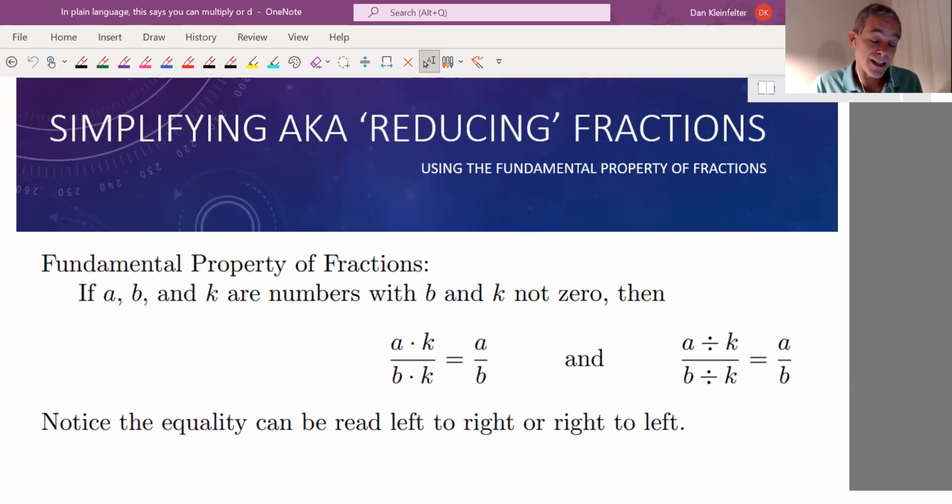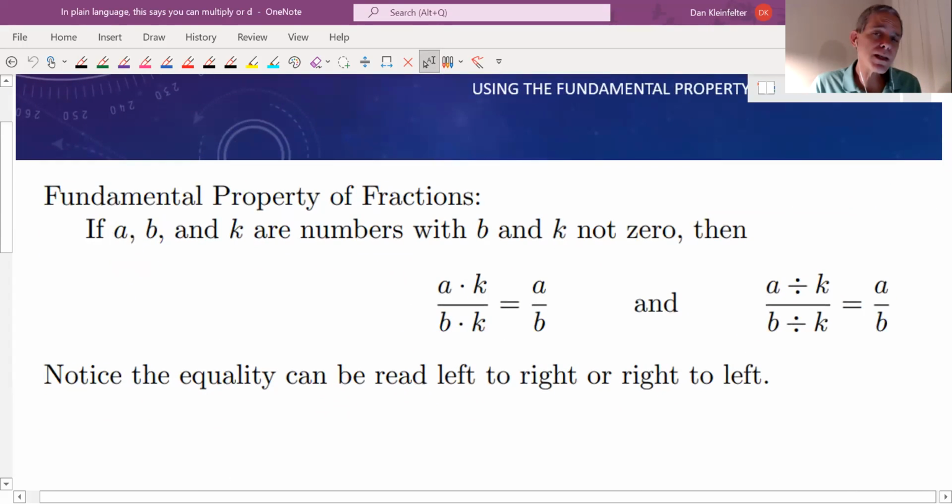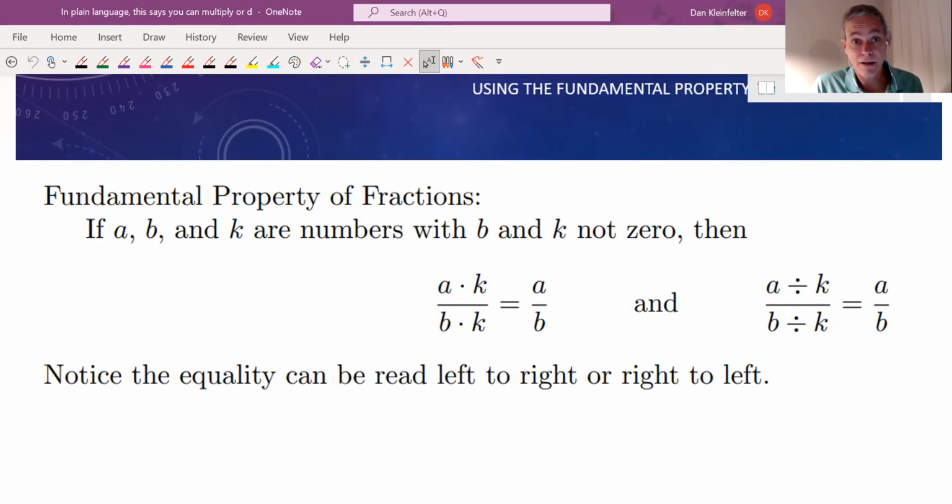The first and most important thing to do is to talk about the fundamental property of fractions. When we say fundamental, we don't mean fundamental as in easy. Here we mean fundamental as in important. This rule about fractions is one of the most important rules in dealing with fractions. And here's what it says.